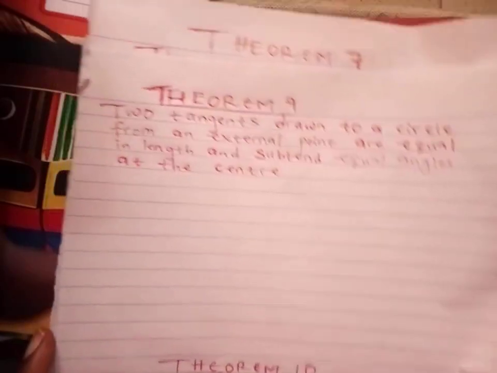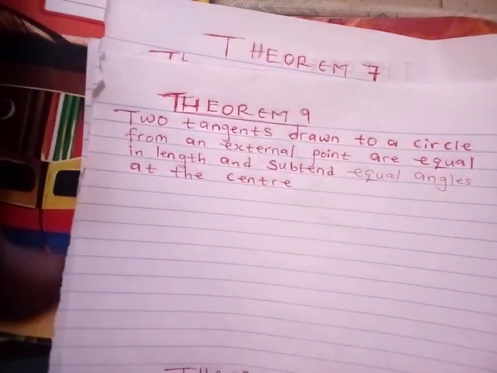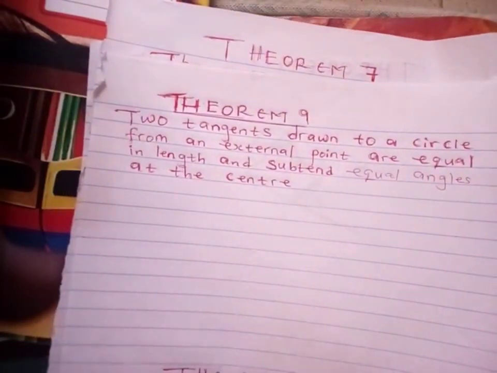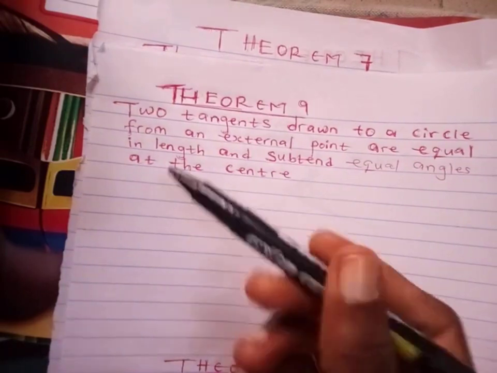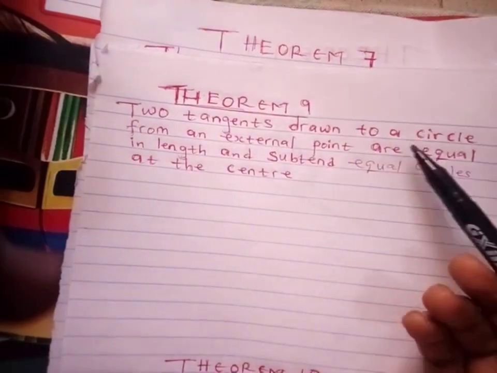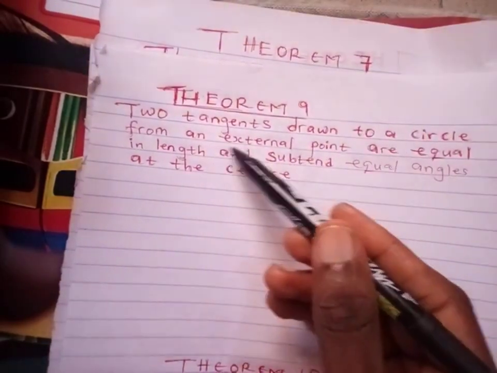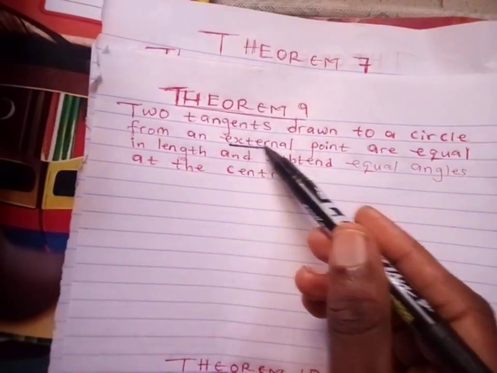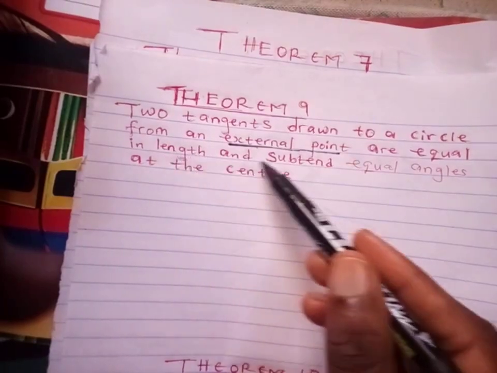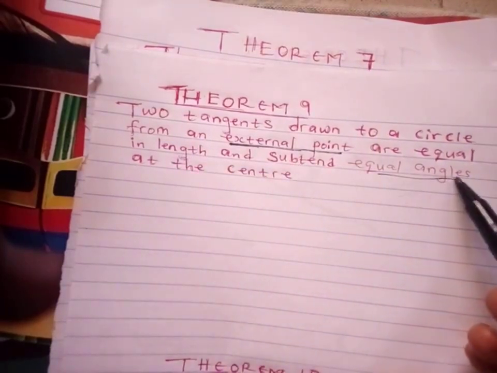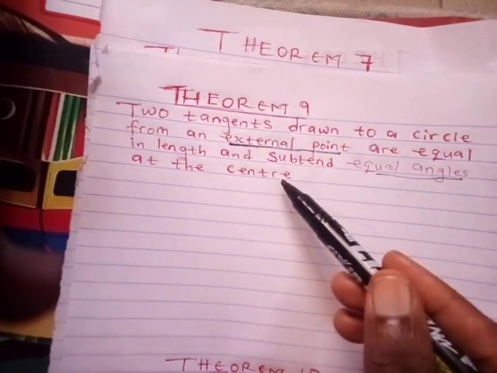With these theorems, you can basically solve most of the problems in circle theorems that come out in WAEC. All right. This is theorem number 9. What does it state? It says that two tangents drawn to a circle from an external point, take note of this external point, are equal in length and subtend equal angles at the center.